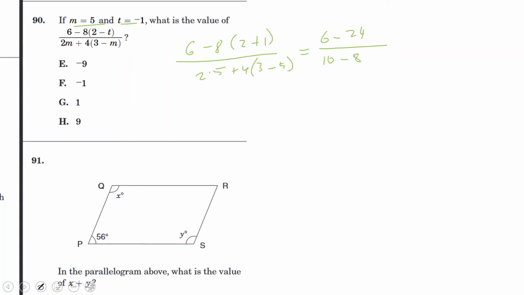10 minus 8, is it? So here we have negative 18 over 2. That's negative 9. Boom. E.